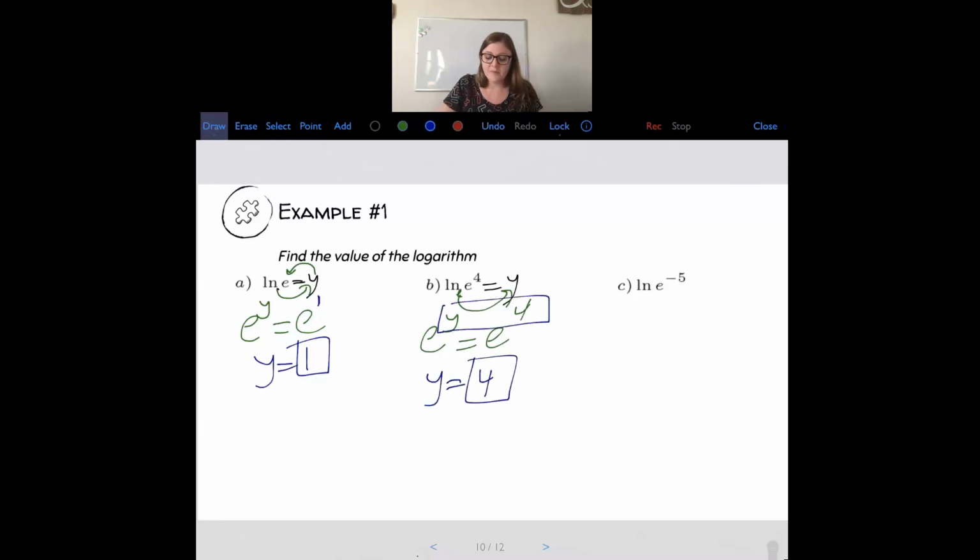Okay. And for part C, we have ln of e to the negative 5th. Set this equal to y. The base of the natural logarithm is e. So y equals e to the negative fifth. And again, these powers have to be equal. So y is equal to negative 5.